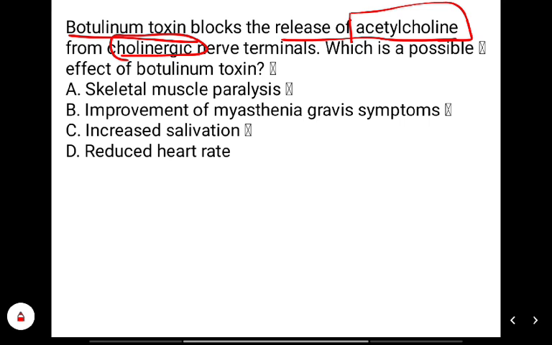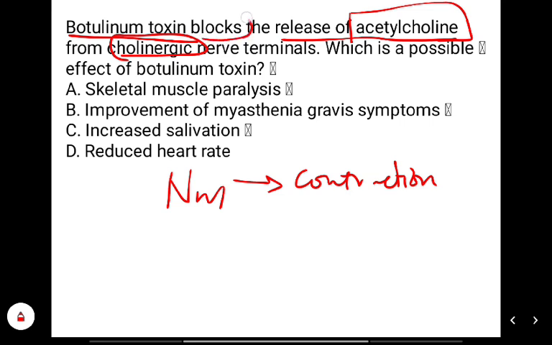Now cholinergic neurons act on nicotinic receptors in the skeletal muscles and it causes contraction. Now if you block the release of acetylcholine, which means skeletal muscles cannot contract, skeletal muscle paralysis will come into effect.